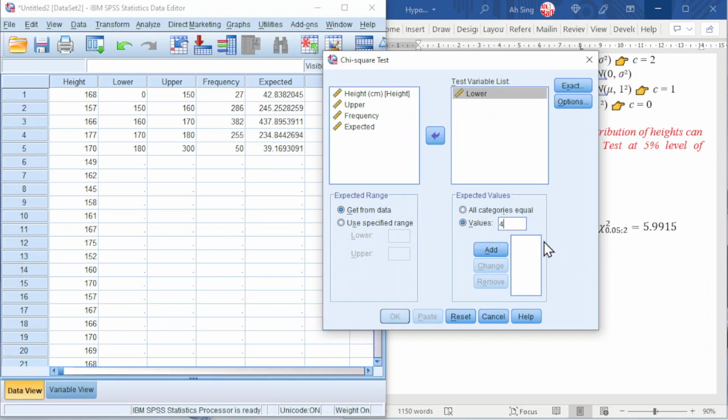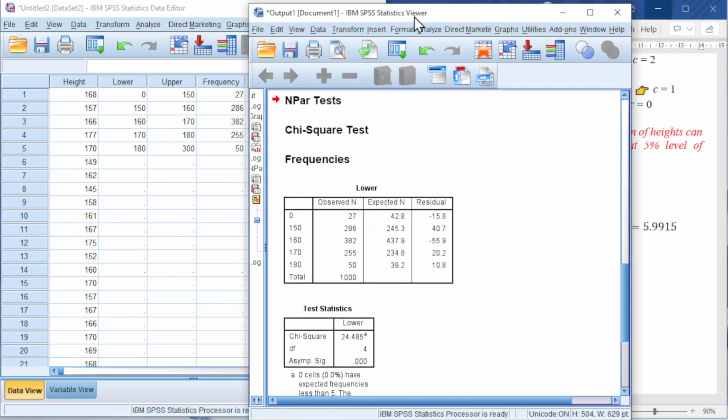So we should have 42.8382. At the next number, we have 245.2528. Next, we have 437.89, rounded to the nearest 4 decimal places. Next, we have 234.8443, rounded to the nearest 4 decimal places. And the last one we have 9.1693. Click on OK and we should obtain the test statistic.